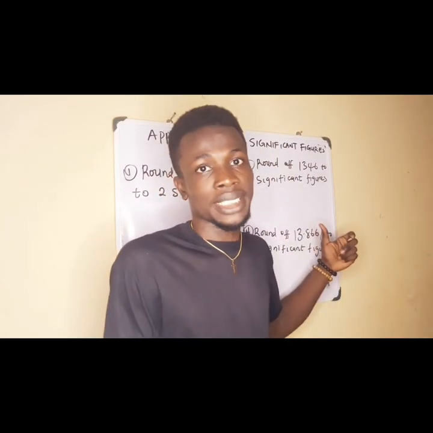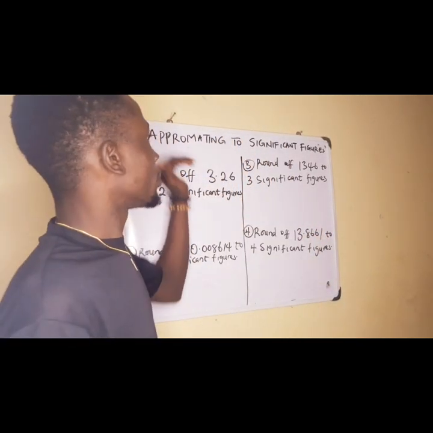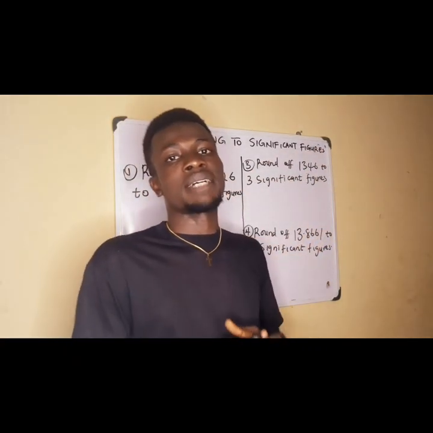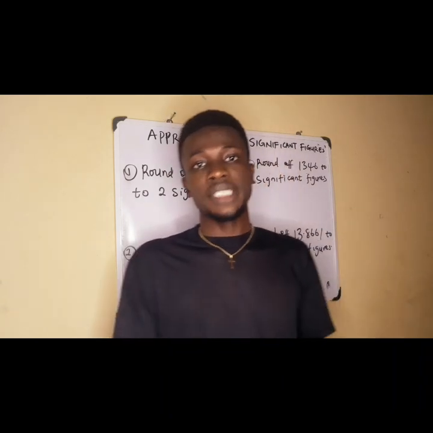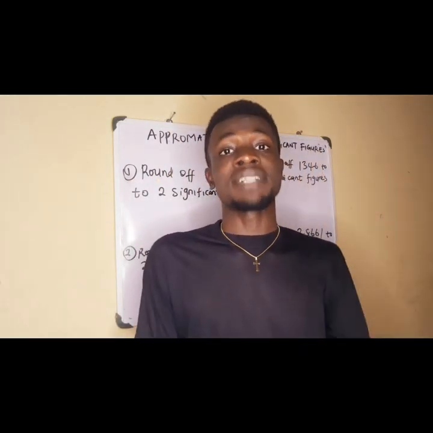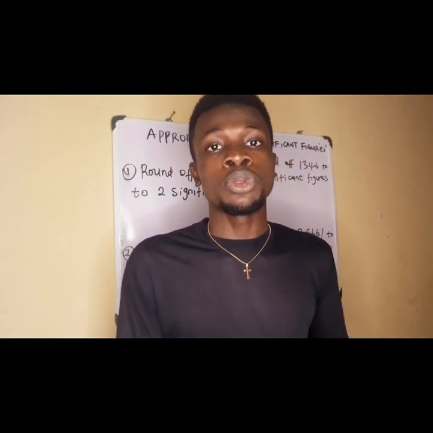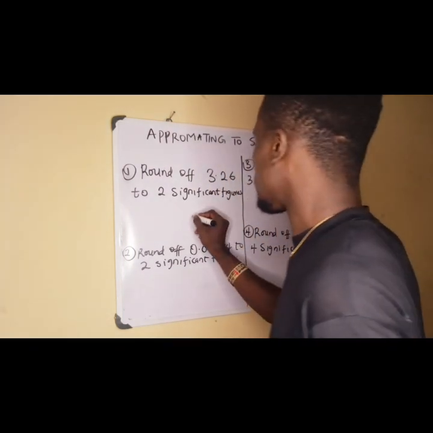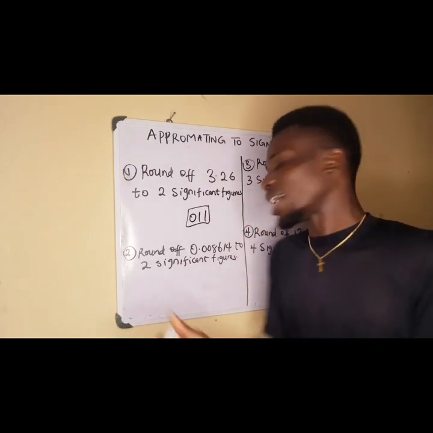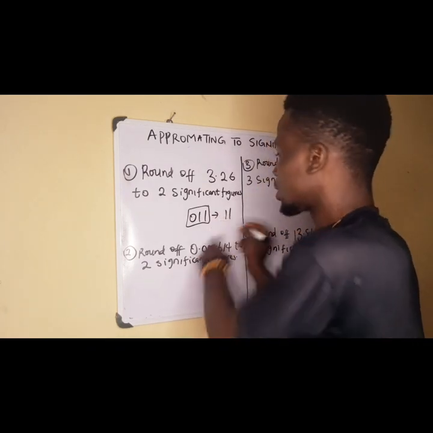Remember, we are still treating approximation, and in today's video we'll be approximating to significant figures. Now, what is a significant figure, if I may ask? Significant figures are numbers ranging from 1 to 9. That means 0 is not a significant figure, but this is very important. 0 acts like a significant figure when it's in between two numbers. I'll give an instance. If you have something like 011, the only significant figures you have here are 11. So this is the same thing as 11.